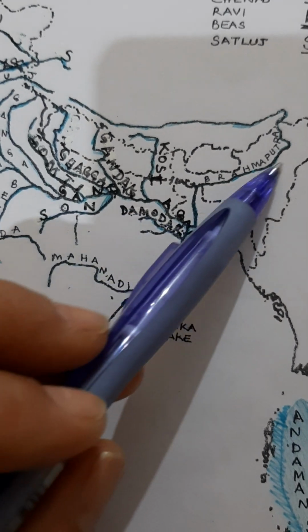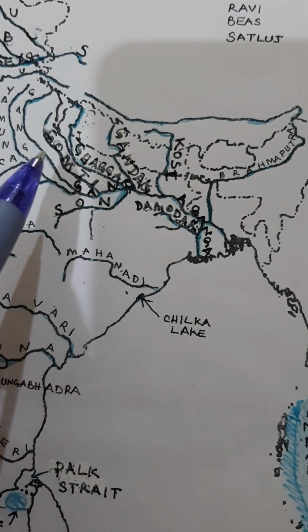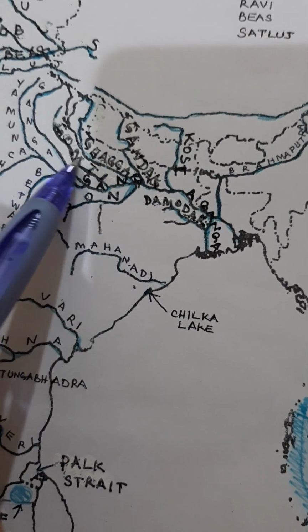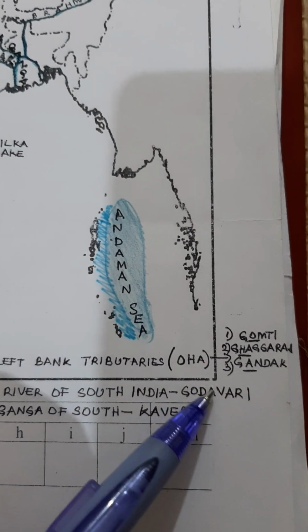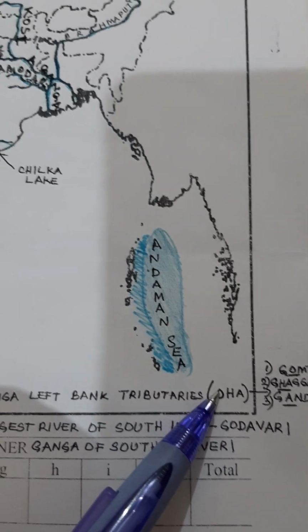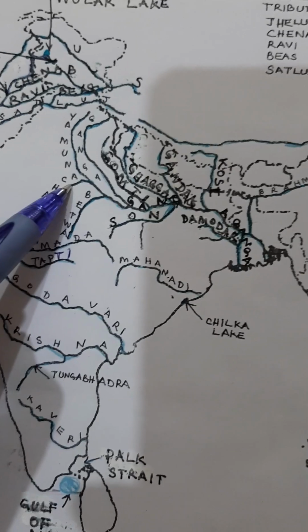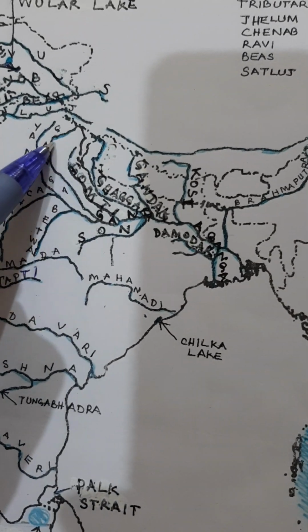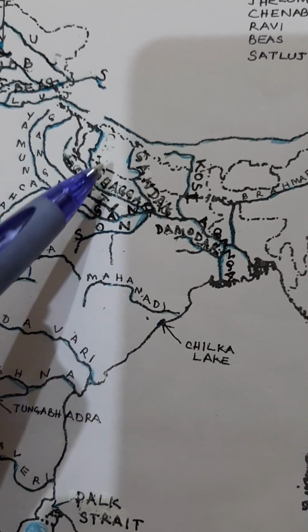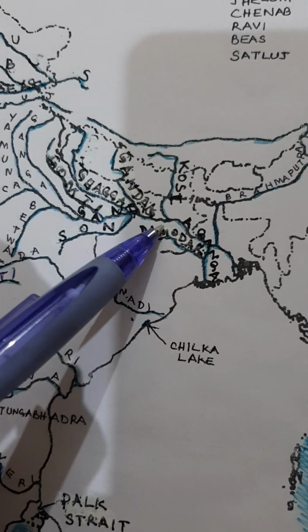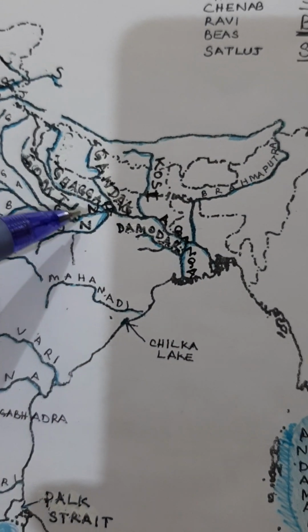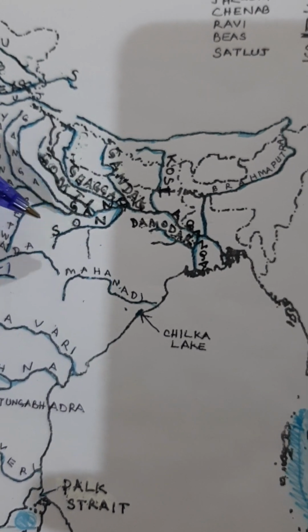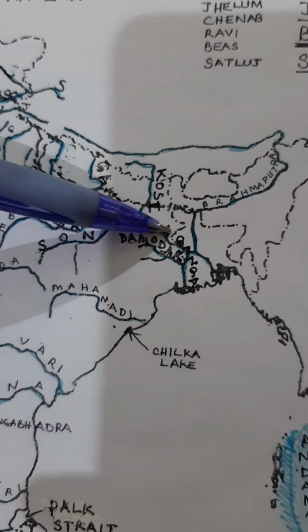Okay, so other tributaries are very easy to mark and remember. It's only these, Gomti, Ghagra, Gandak. In which order? So for that, I have devised this mnemonic, OHA. Right? So this is all these tributaries here. Okay, that is Gomti, Ghagra, Gandak, Kosi, Brahmaputra. These are all the left bank tributaries of river Ganga because river Ganga is flowing in this direction.